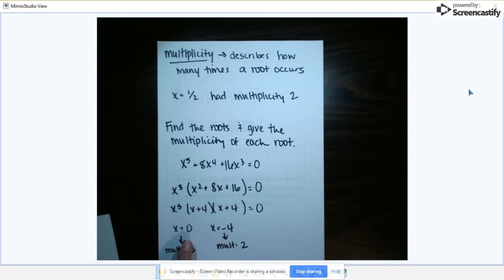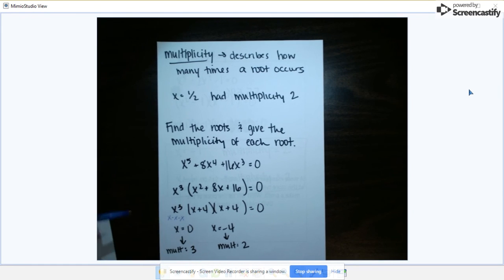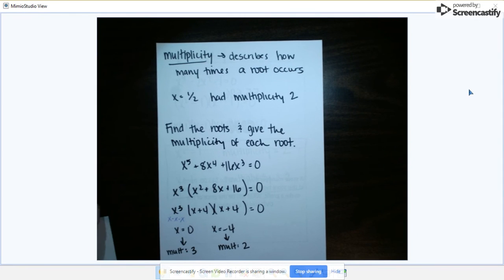So 0 has a multiplicity of 3 because of this x to the third. Technically, x to the third is x times x times x. And we could set each of those x's equal to 0, which is where we get that multiplicity of 3. And similarly, if we set each of these parentheses equal to 0, we would get negative 4 as a root 2 different times.